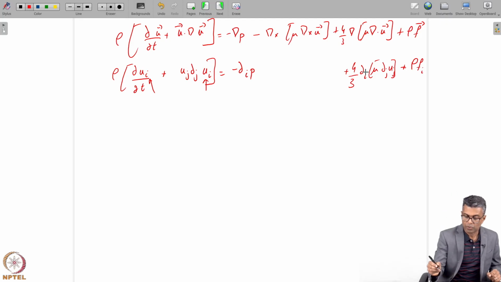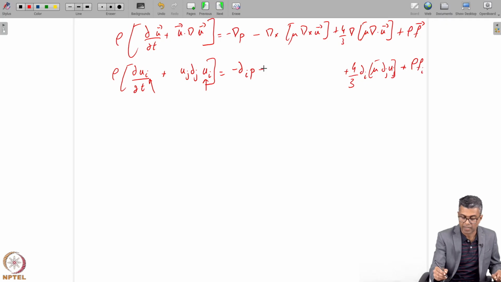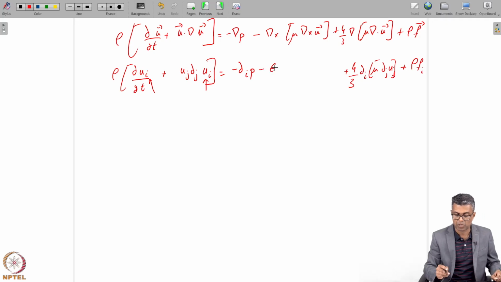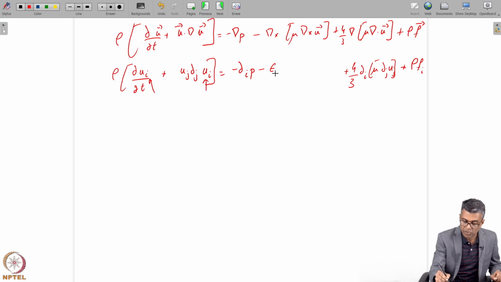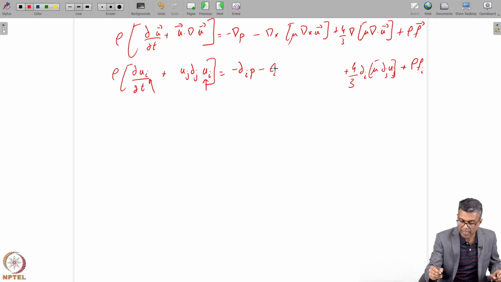Okay, so here what happens is, now I will have minus, and instead of the del cross, what I'll need to use is the alternating tensor. So I'll have the epsilon, and since it has to be in the direction of I, the starting index would be I. Okay, now what I'll do is, I'll do the inside first.